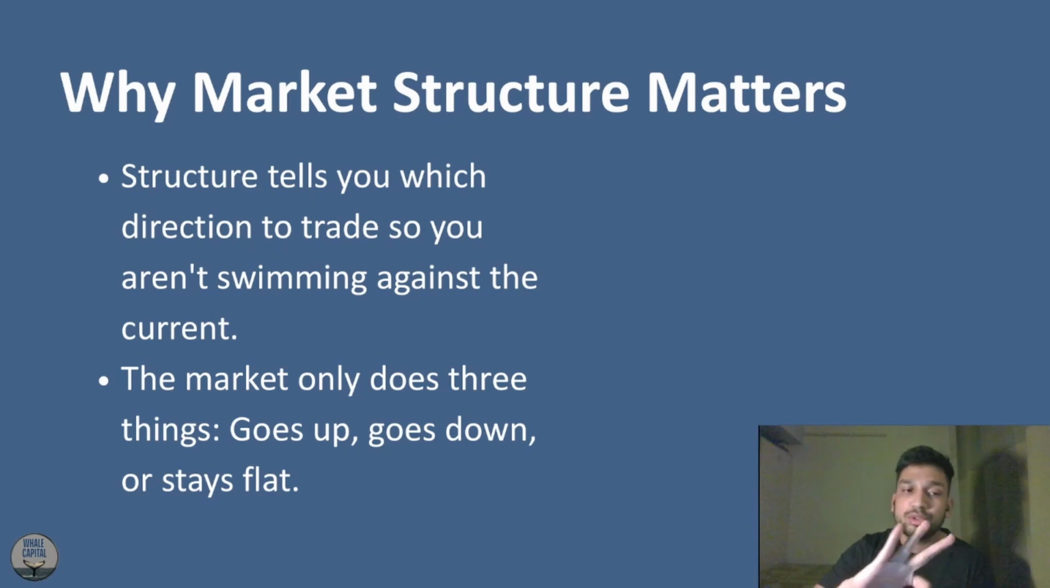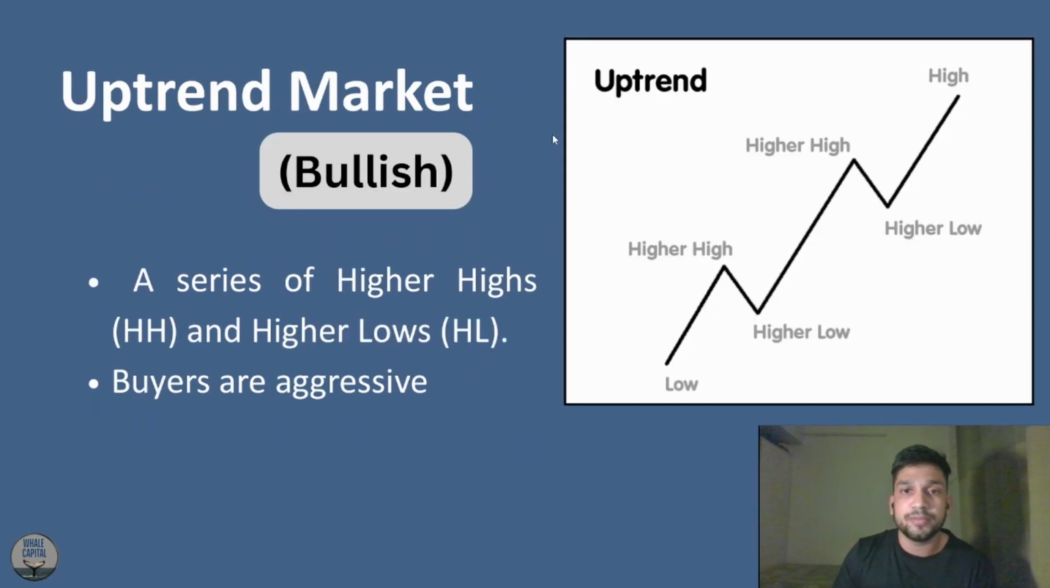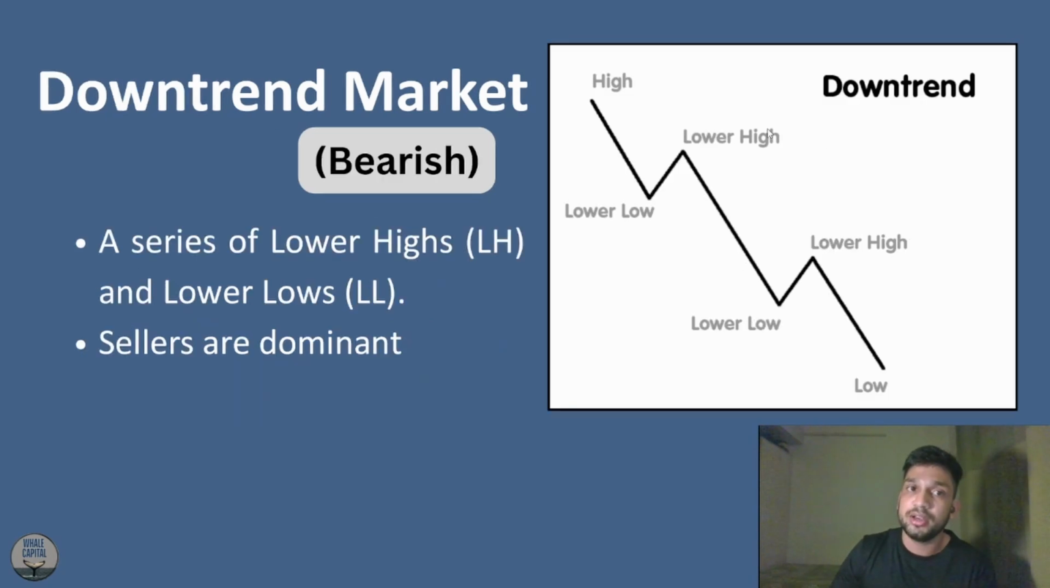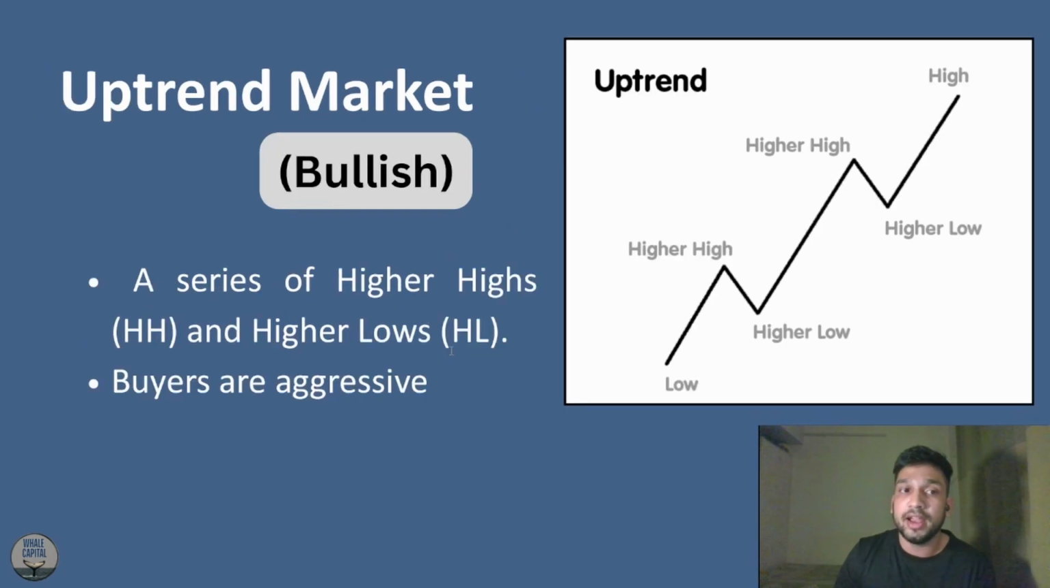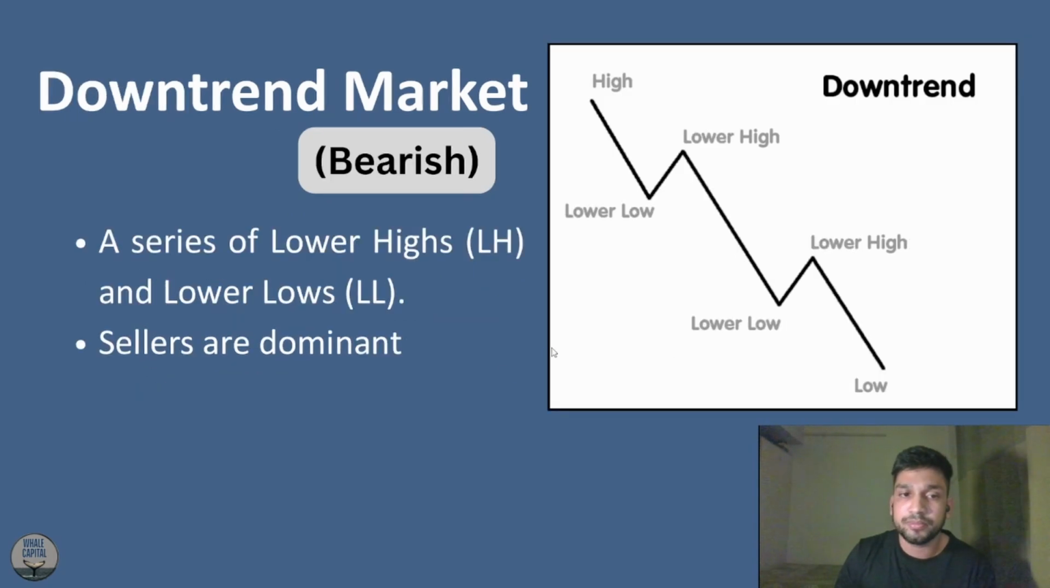So the market goes in three directions. As I said, it goes up, it goes down, and it stays flat in a band. This is what an uptrend is: a series of higher highs, higher lows, and it goes to a point and then it makes a sideways movement. Similarly, a downtrend is bearish and makes a series of lower highs, lower lows. In a downtrend, the sellers are dominant, and in an uptrend, buyers are dominant.